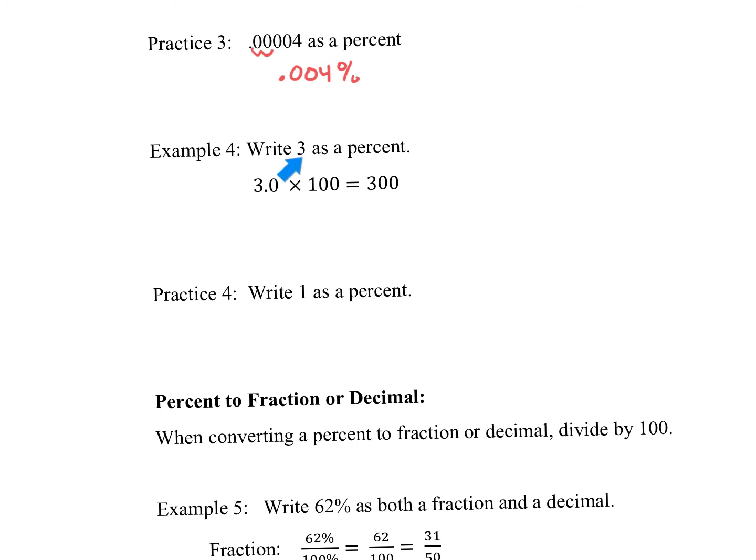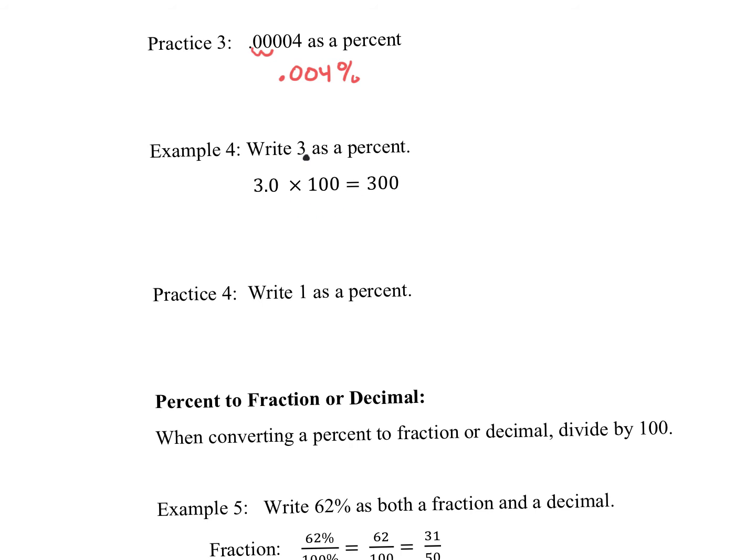Consider example 4. Write 3 as a percent. Please remember, if you do not see a decimal, there still is a decimal there. It falls directly to the right of the number. So in this case, the decimal falls to the right of the 3.0 times 100, and we'll get 300%.